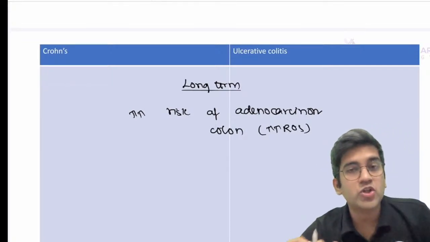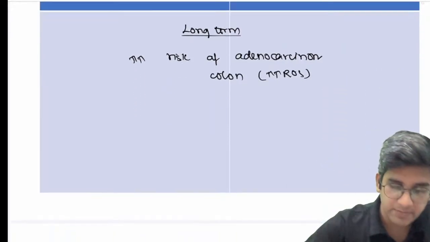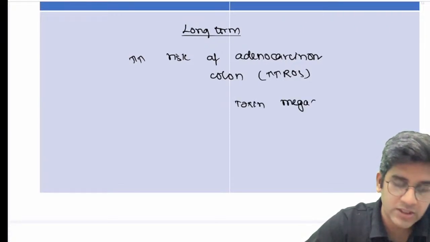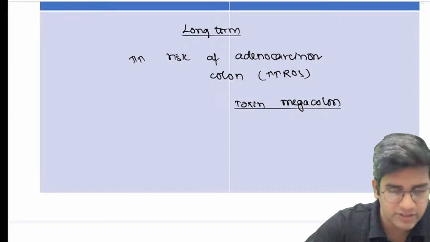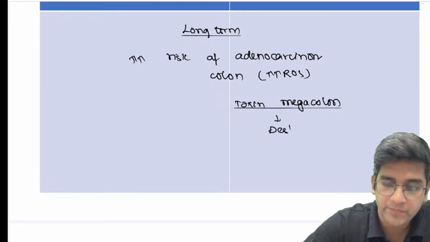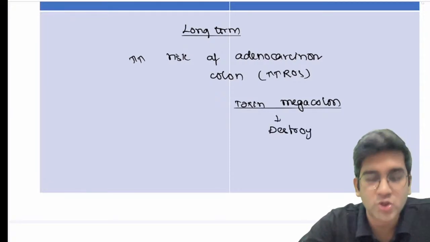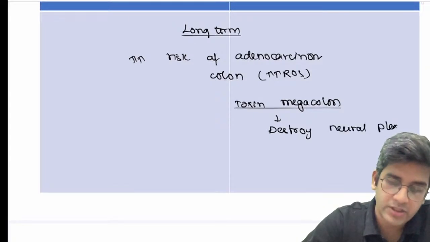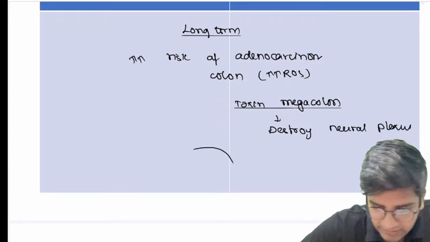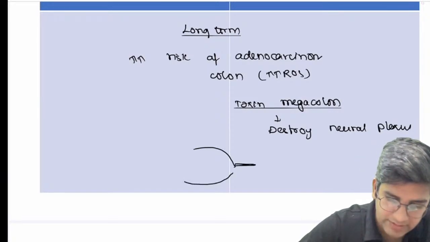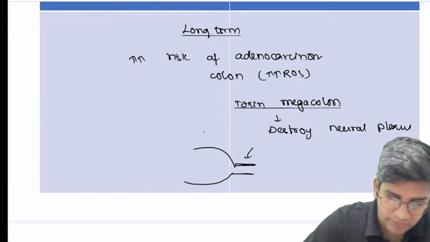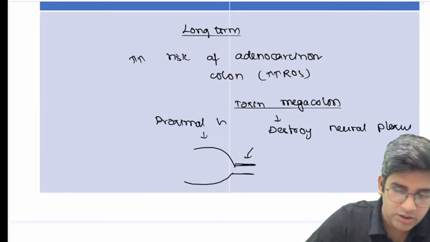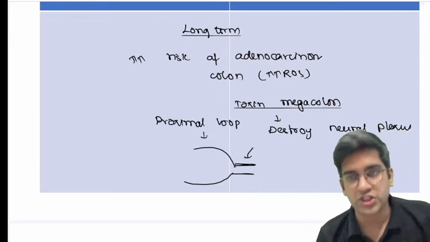Like Lion said, which will cause more of toxic megacolon. Toxic megacolon is primarily seen in case of ulcerative colitis. It's not a finding seen in Crohn's because in ulcerative colitis, for some unknown reason, they destroy your myenteric Auerbach's plexus or the neural plexus. Because of the neural plexus destruction, so the entire bowel loop, let's assume this is the site of destruction, the proximal loop will become dilated. The proximal loop dilatation is caused in toxic megacolon.